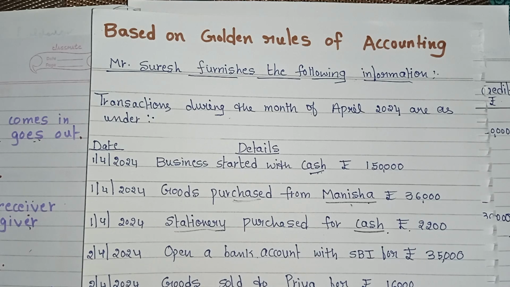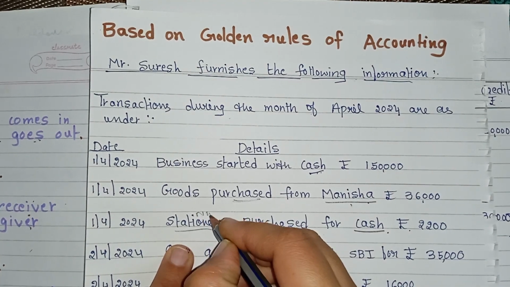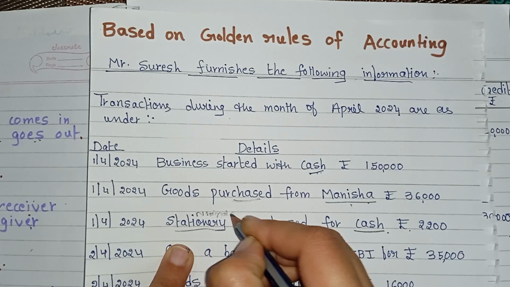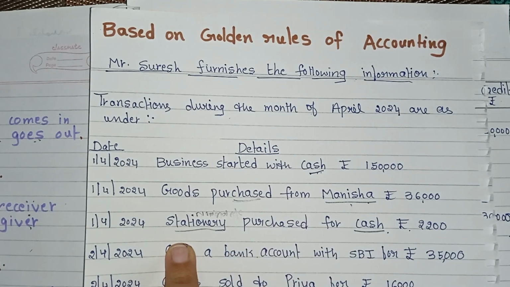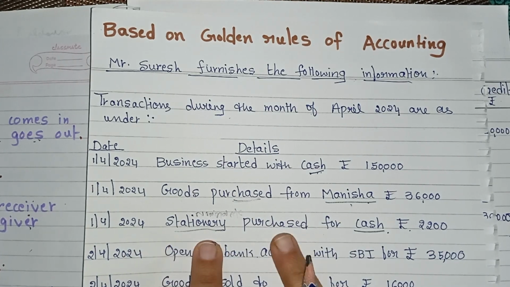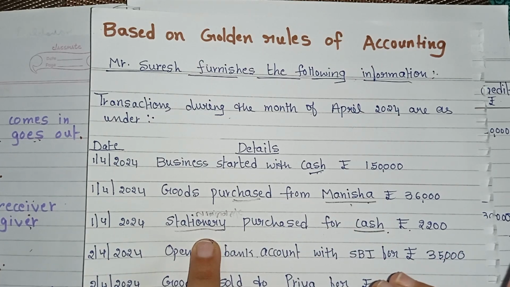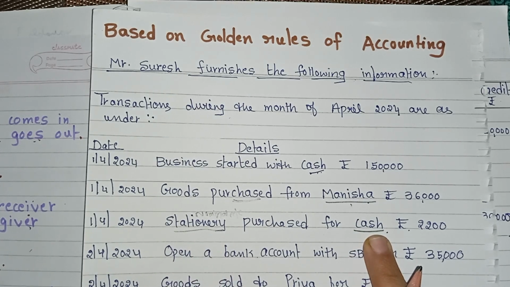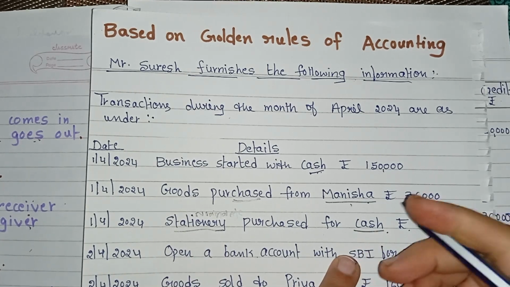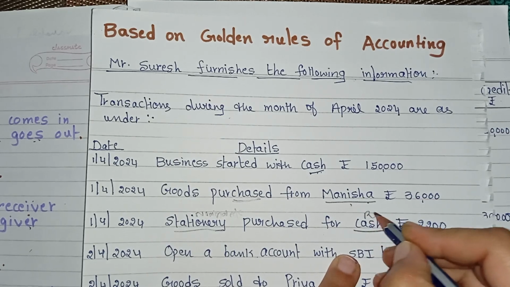So here stationery account, it falls under which account? It falls under the nominal account. And why does it fall under nominal account? Because it is an expense. Stationery is an expense for the business. And what about cash? Cash is an asset. It falls under the real account category.